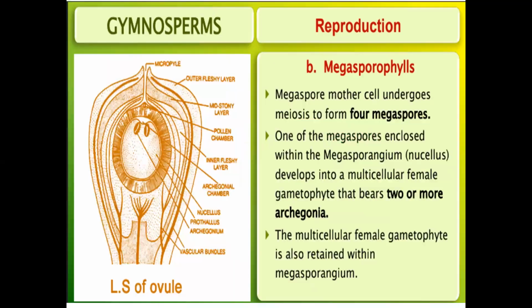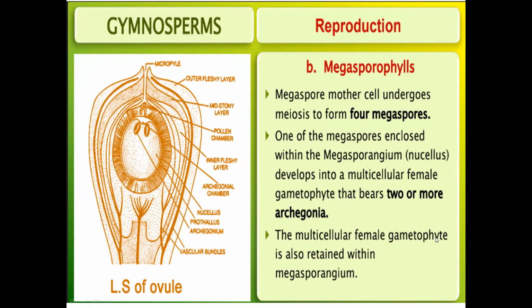This megaspore mother cell undergoes meiosis to form 4 megaspores. Out of these 4 megaspores, one will form the female gametophyte. One of the megaspores enclosed in the ovule develops into the female gametophyte, so it will form only one female gametophyte.